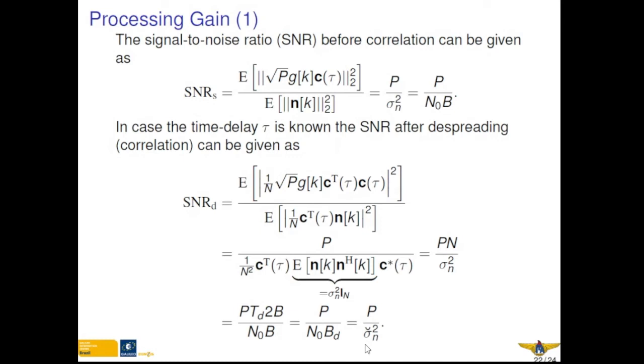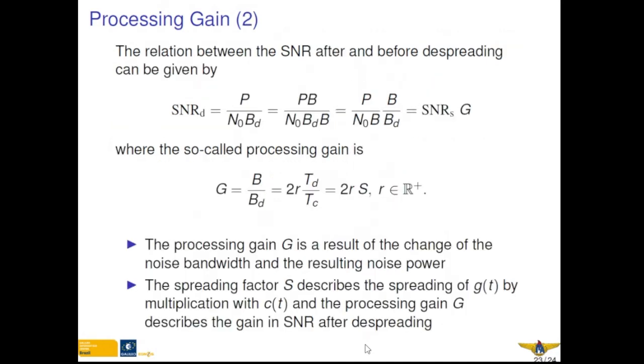And the processing gain in our case is equivalent to the number of samples that we use in one period, and then also related to the bandwidth of the signal of the spreading waveform. This is then the relation we can build. So we can say that the SNR after correlation is P over N0 Bd. We can now introduce B again, so P times B over N0 times Bd times B. We can reformulate this, and we see that this part, P over N0 times B, is the SNR before correlation times a factor, and this factor is the processing gain.